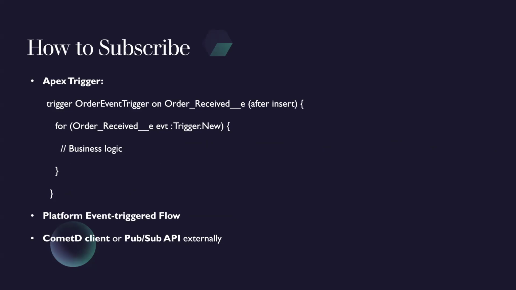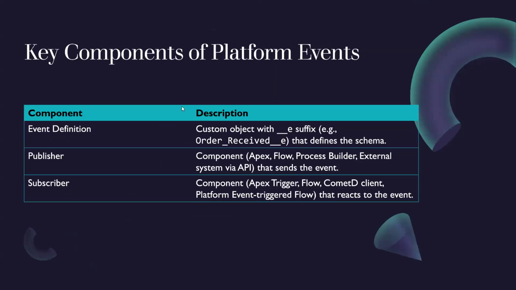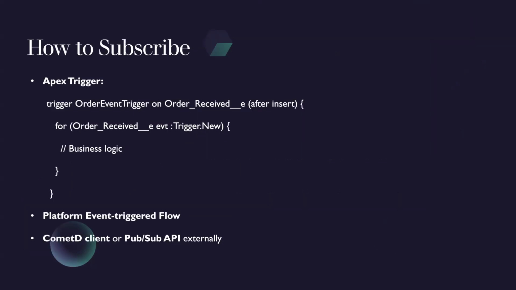Moving on, let's understand how you can subscribe to the events which were fired. So if you want to subscribe internally, again you can write a trigger on your event, right? So in here it will be Contact Change Audit, and you can put your logic inside that trigger, whatever business logic you want to run post that event. Another option, you can create a platform event triggered flow to again run your automation. And externally, if your external system supports CometD client or Pub/Sub API, they can also subscribe to your event.